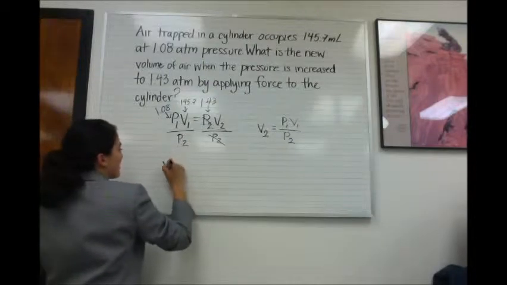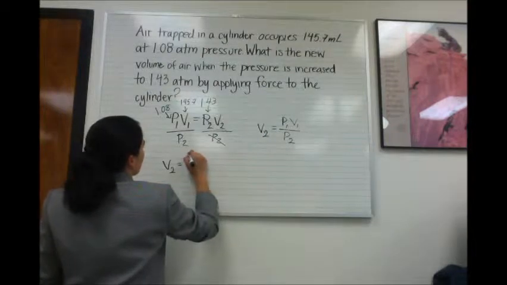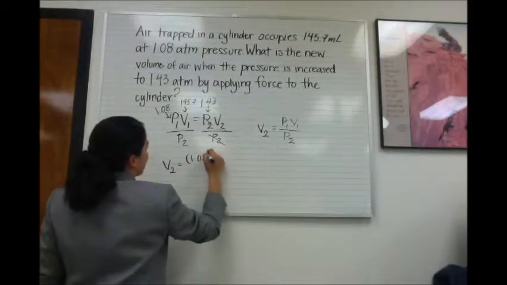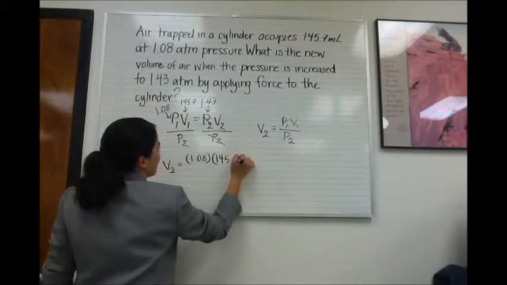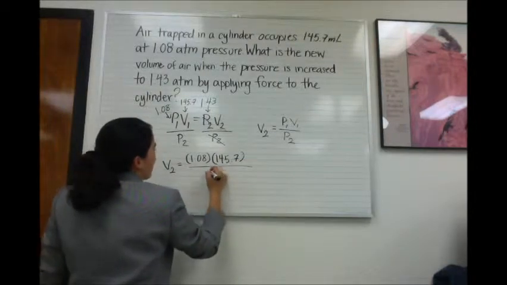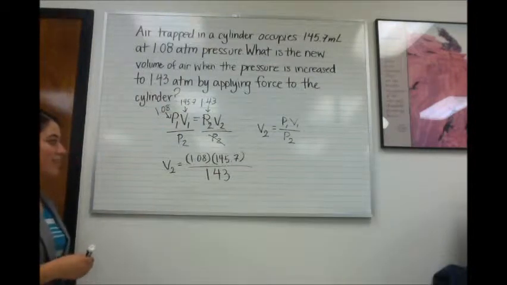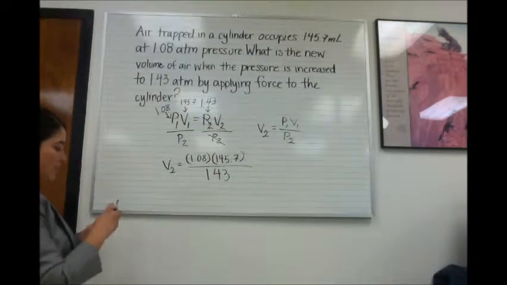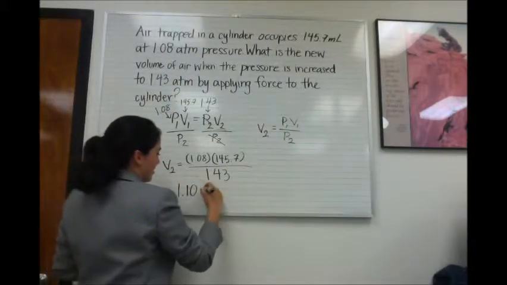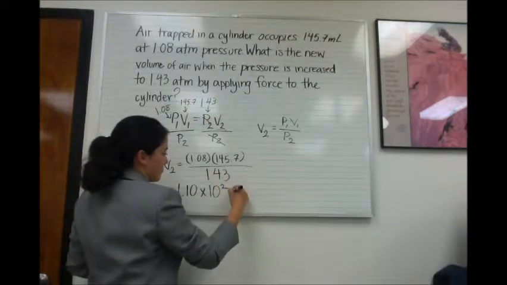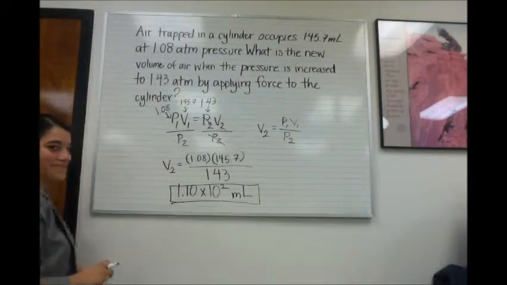So now we plug in our numbers, and we have V2 equals 1.08 times 145.7 divided by 1.43. Once we plug this into our calculator and simplify it down to our sig figs, we get 1.10 times 10 to the 2 milliliters, and that is our second volume.